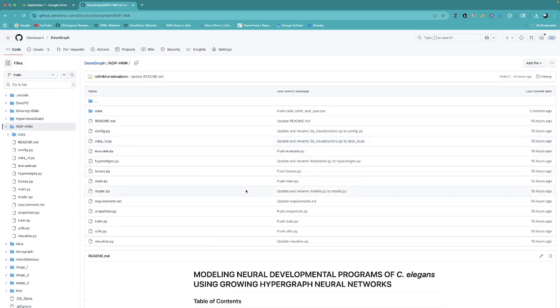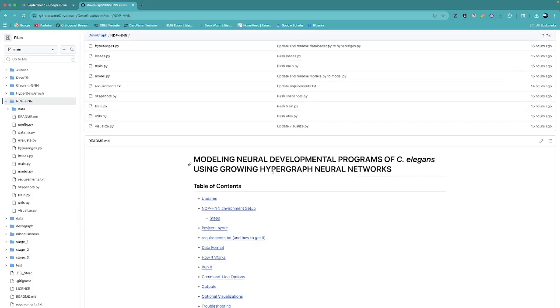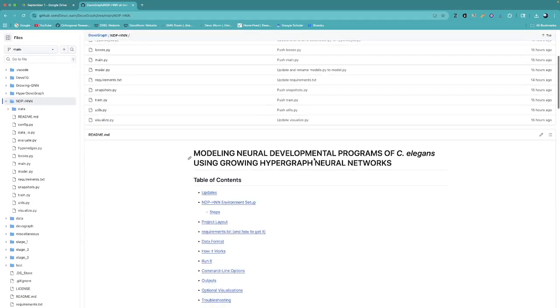Now Lalith did the NDP-HNN project, where NDP stands for neural developmental programs and HNN is hypergraph neural networks. The neural developmental programs approach, we used this last summer. We developed that to the point where we could actually apply it to C. elegans, and then Lalith picked that up and carried it forward to the work he's doing now with hypergraph neural networks. Basically, the 2 projects last summer, the hypergraphs and neural developmental programs, were combined into this project.